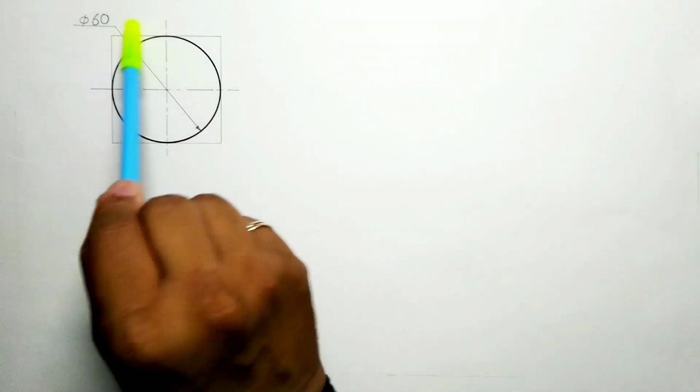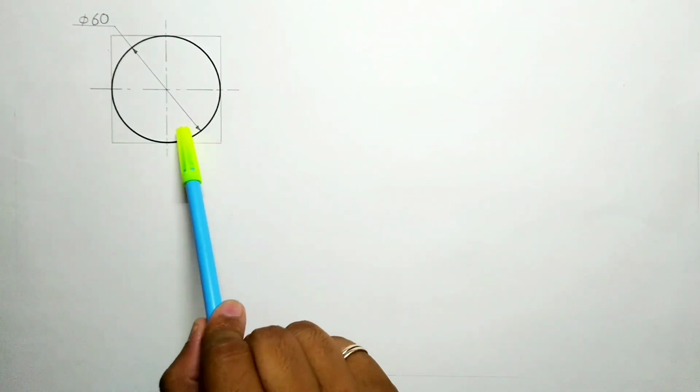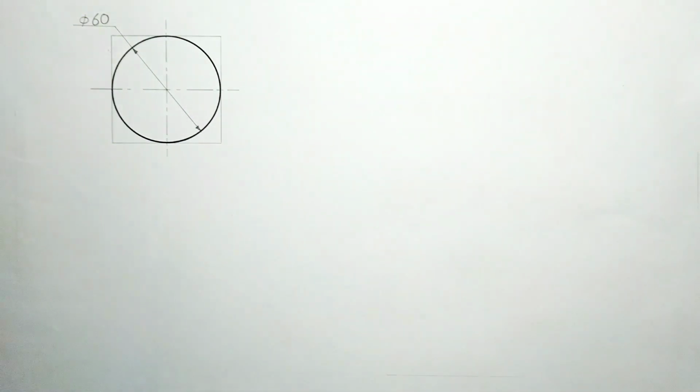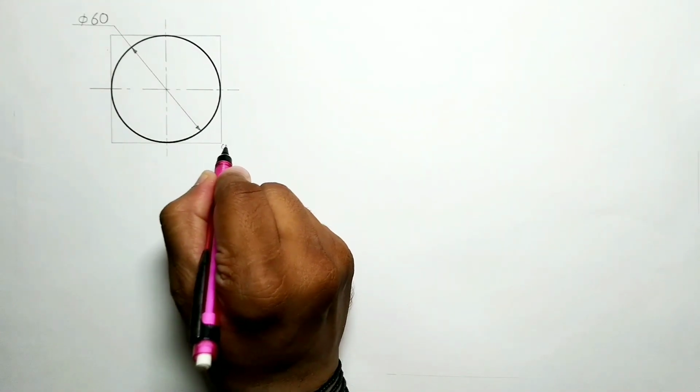This is just an imaginary square. Instead of the circle, just imagine there is one square with the given diameter. So let's see how to draw this circle in isometric projection. First of all, we consider that this circle is in front view. We consider that this is the origin point.